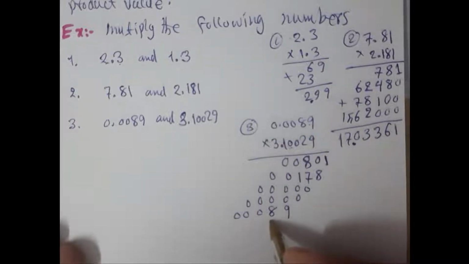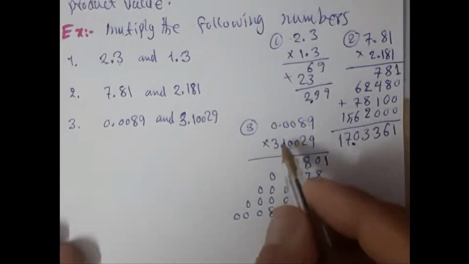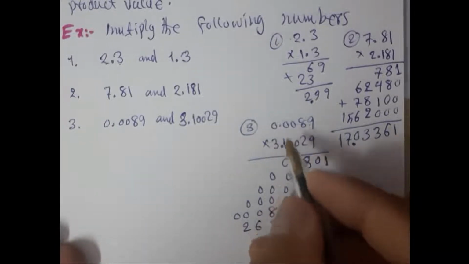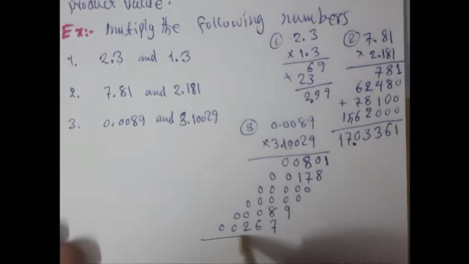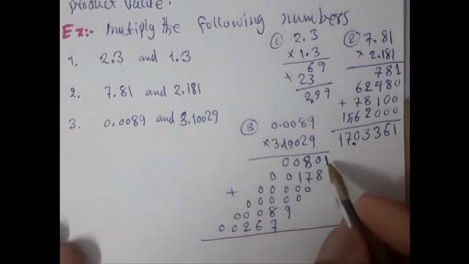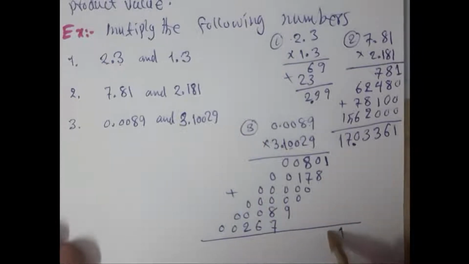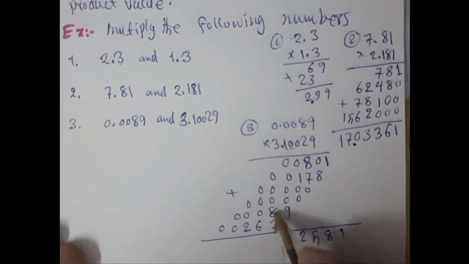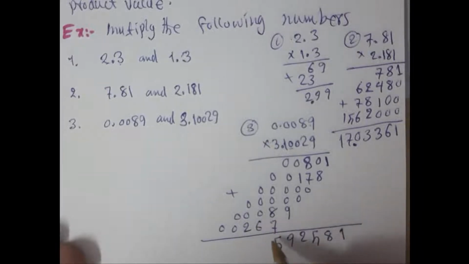3 times 9 is 27. We have 2. 3 times 8 is 24. 24 plus 2 is 26. 3 times 0 is 0, 2. 3 times 0, 3 times 0. We add these numbers: 1, 8. 8 plus 7 is 15. We have 1. 1 plus 1 is 2. 9, 15. 1 plus 6 is 7. 1 plus 7 is 8, 0, 0.